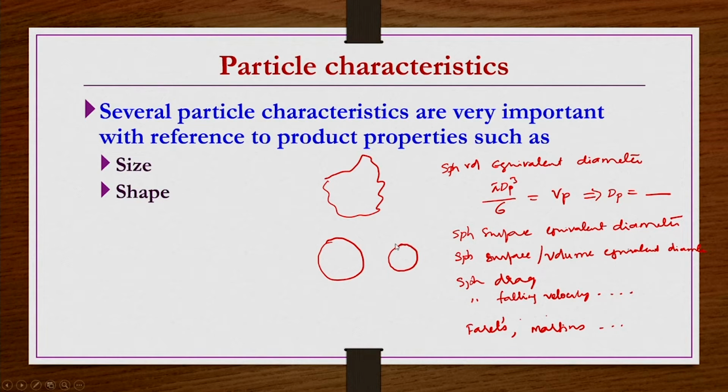Then similarly, if you measure the surface to volume ratio equivalent diameter for this particle, it may look like this. So, what we see here is that for the same particle, different equivalent representations have different sizes. This size is different from this size, which is different from this size. So, all three different equivalent representations of the size of the particle are different from each other. Which one should be taken is again a big question. Which equivalent diameter should be taken is an important question to answer.